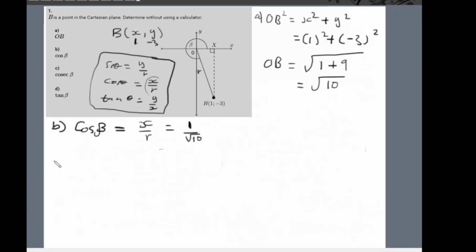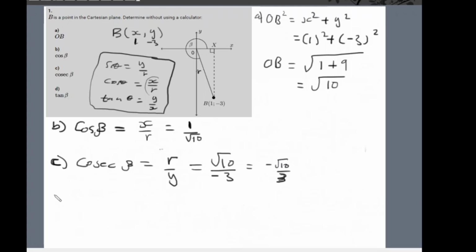And then cosec beta, that's question C. Cosec beta is the reciprocal of sin beta. So sin beta is y over r, which means cosec beta will be r over y. So this will be the square root of 10 divided by minus 3, which is just minus the square root of 10 over 3.